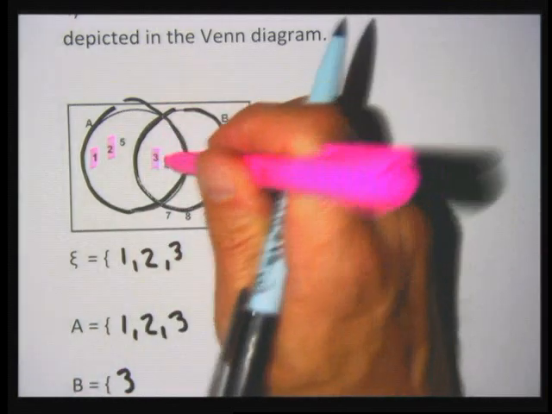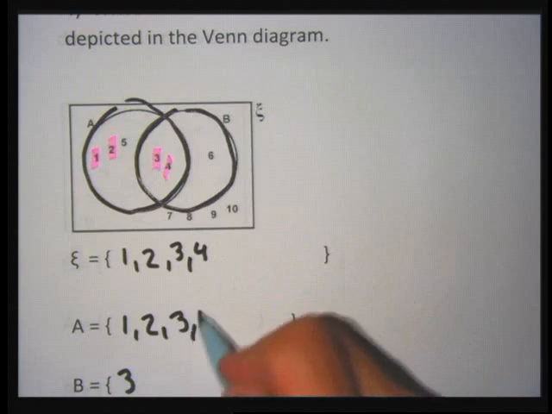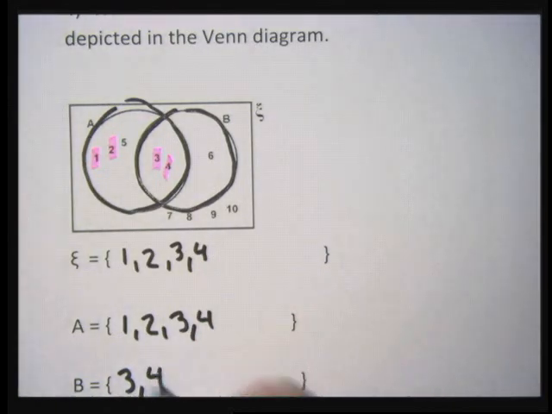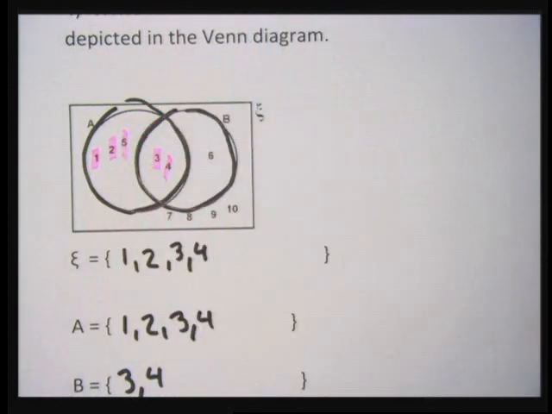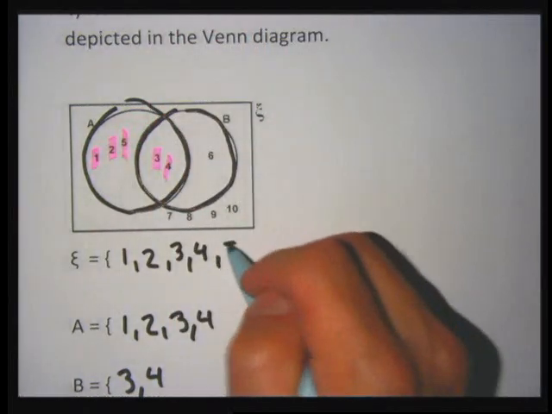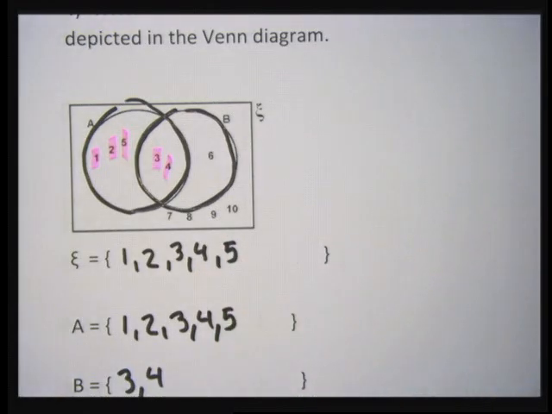4 is just like the 3. It's part of the universal set. It's inside the A circle, and it's inside the B circle. 5 is part of the universal set. 5 is inside the A circle, but it's not part of the B circle, so I won't put it in B.